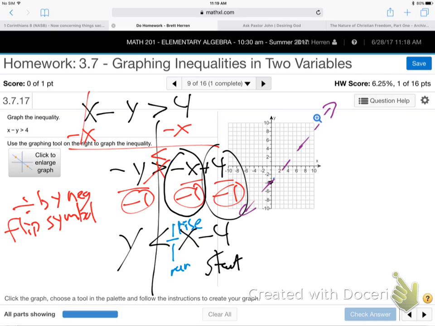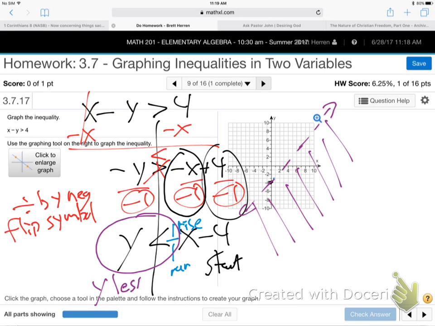There we go. Dashed line because of the fact that they don't want the equals, do they? There's no equals bar. They don't want the equals. They don't want stuff in the line. So they want the shading above or below it. Look right here at y. Less below. There we go. Done. Is that good? Questions on that one?